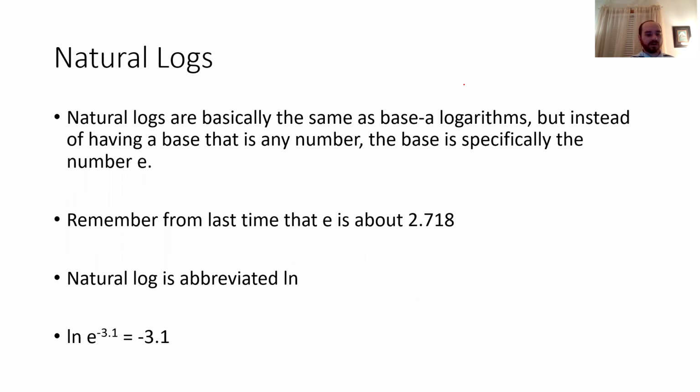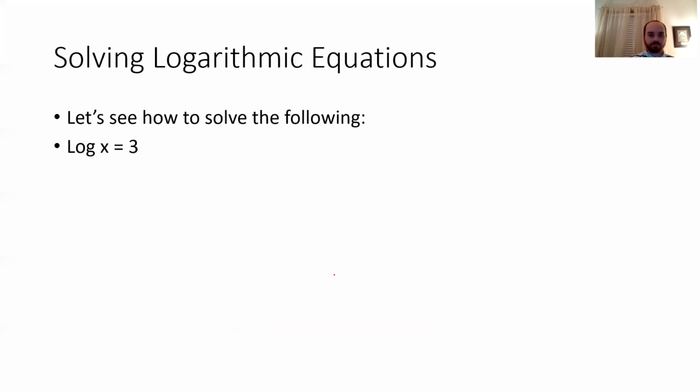It's a special type of logarithm. So in this case, we have natural log of e to the negative 3.1 equals negative 3.1. Again, since I said that natural log is equal to log base e, we have log base e of e to the negative 3.1 using that formula that says log base a of a to the x equals x. This whole thing cancels out, so we're just left with negative 3.1.